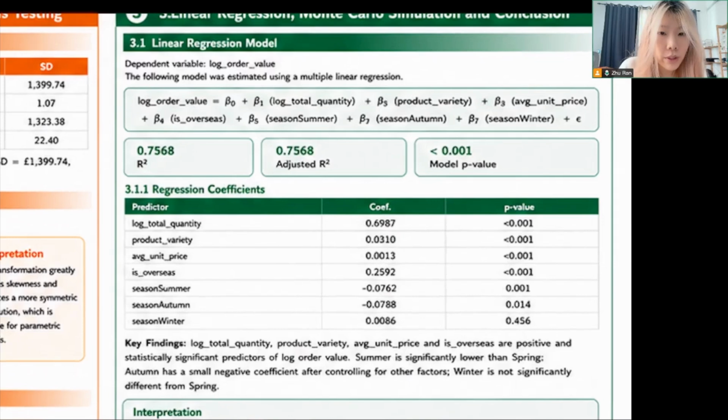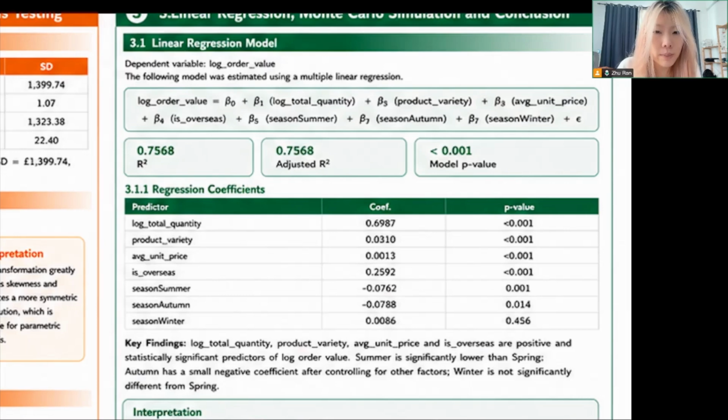The model equation includes the effects of quantity, product variety, average unit price, overseas market type, season, and the error term. The regression model has an R-squared value of 0.7568. This means the model explains about 75.68% of the variation in log order value. The overall model is statistically significant with a p-value less than 0.001.